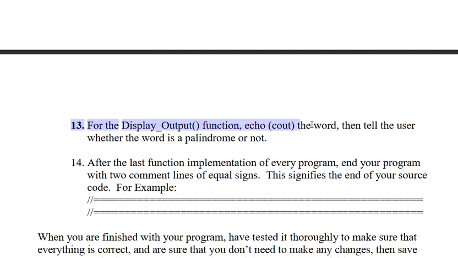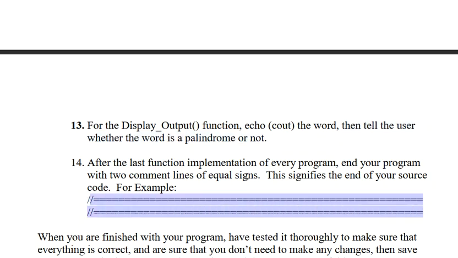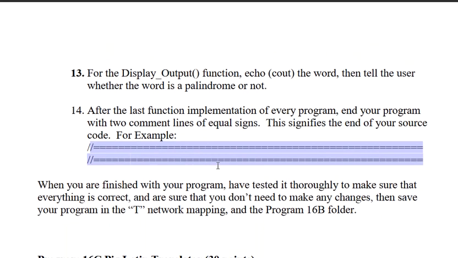We're going to echo out what the word was. And then we're going to tell the user if it was a palindrome, so that means we need if-else statements in the display output. And please do Boolean Zen. Hopefully you've got something in your notes or your memory about Boolean Zen. All right, then we're going to do two comment lines of equal signs to signify it's the end of our program like we always did.